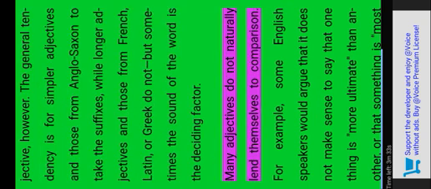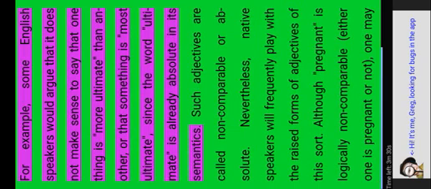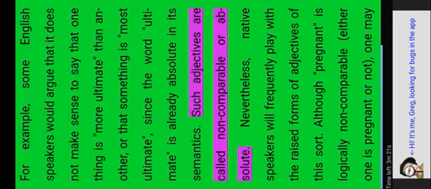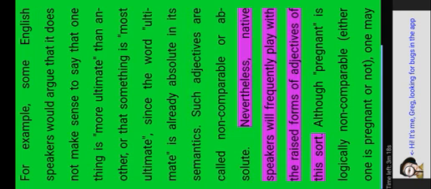Many adjectives do not naturally lend themselves to comparison. For example, some English speakers would argue that it does not make sense to say that one thing is more ultimate than another, or that something is most ultimate, since the word "ultimate" is already absolute in its semantics. Such adjectives are called non-comparable or absolute. Nevertheless, native speakers will frequently play with the raised forms of adjectives of this sort.